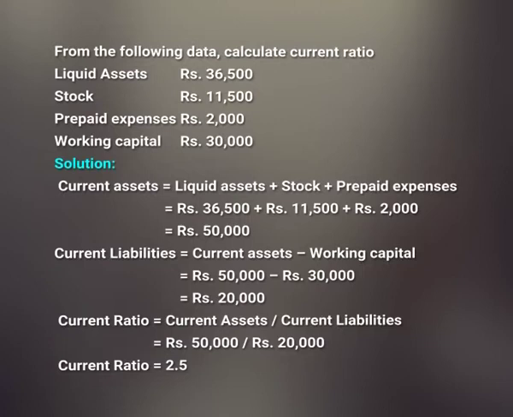We know that current assets is equal to liquid assets plus stock plus prepaid expenses, which is equal to rupees 36,500 plus rupees 11,500 plus rupees 2,000, which is equal to rupees 50,000. Now, current liabilities is equal to current assets minus working capital. So, we have rupees 50,000 minus rupees 30,000, that gives us rupees 20,000. Now, current ratio is equal to current assets divided by current liabilities, which comes out to be rupees 50,000 divided by rupees 20,000. So, the current ratio is equal to 2.5.